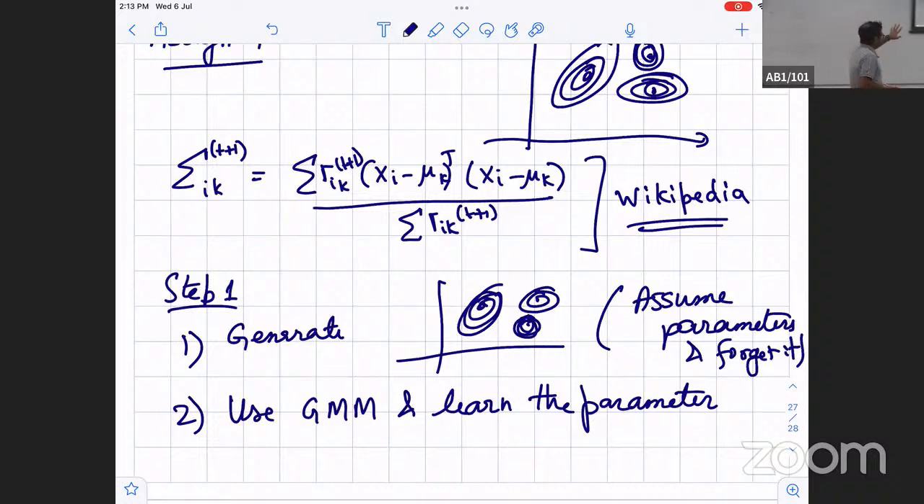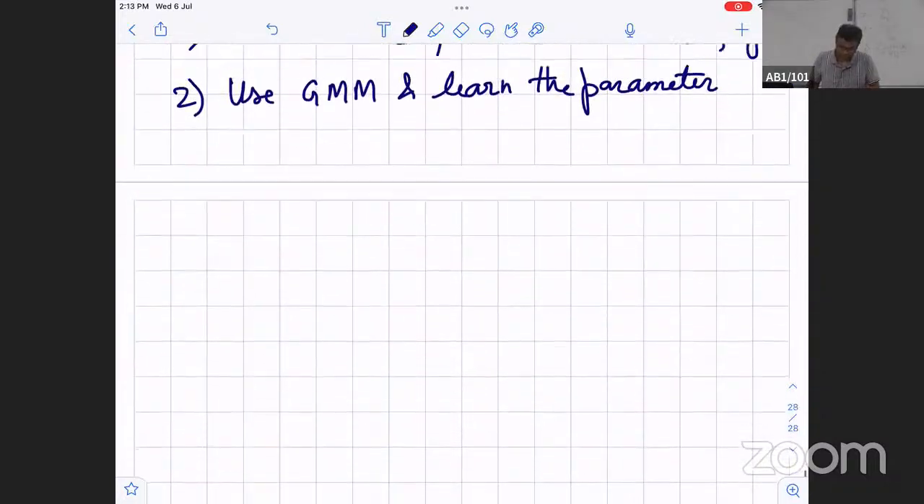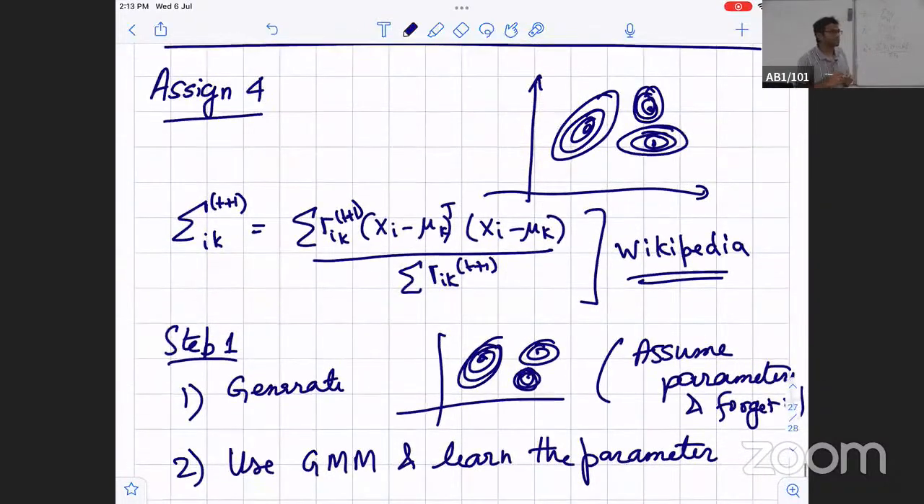There are plenty of applications which use GMM, but for now, for you to understand, we are just going to make you generate data and then try to learn those parameters. Okay, so this is going to be your assignment 4. All right. So are there any questions on EM? You have a question? No?